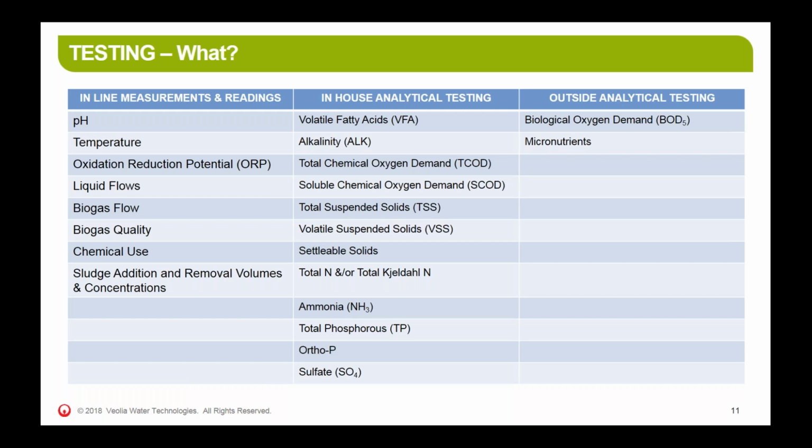The outside lab testing is done for BOD and micronutrients, because the BOD testing is a pain in the neck to do, as we all know, and also very hard to get done properly. And also the micronutrients are sent out to be done by an outside lab because they usually require a mass spec or atomic absorption to get good results.